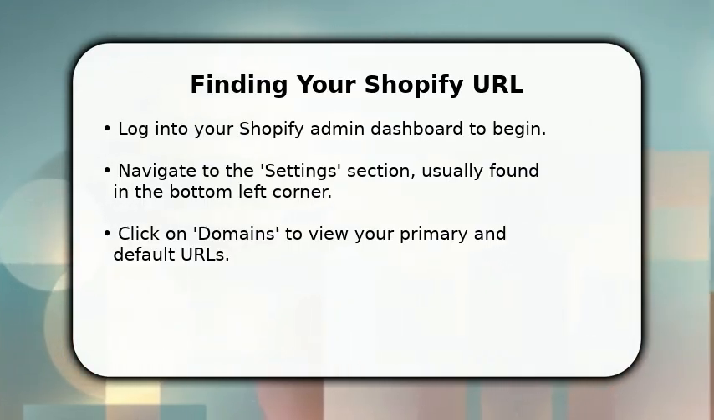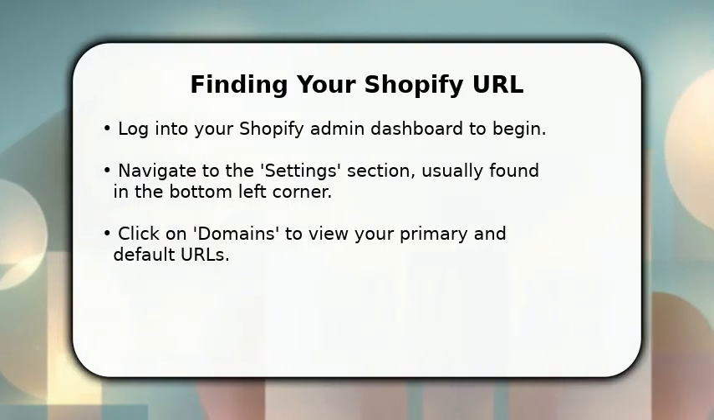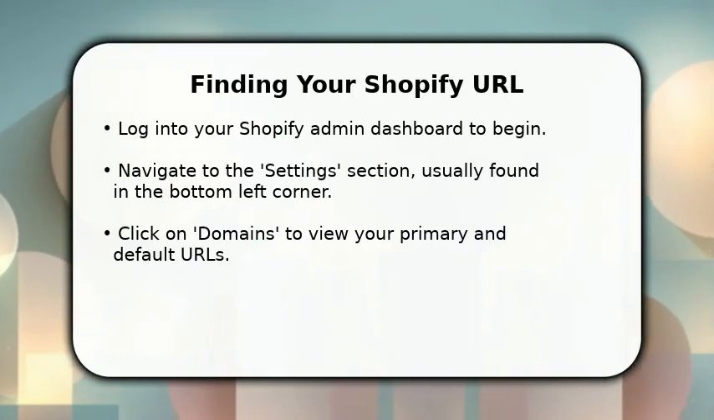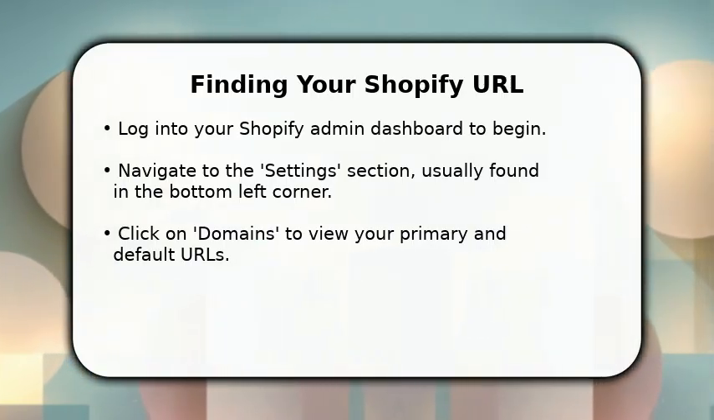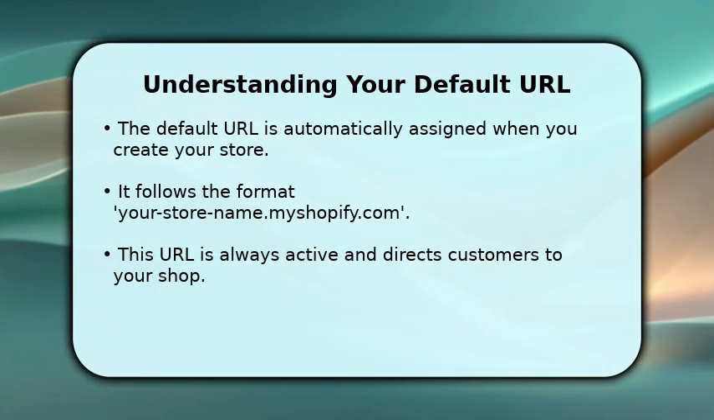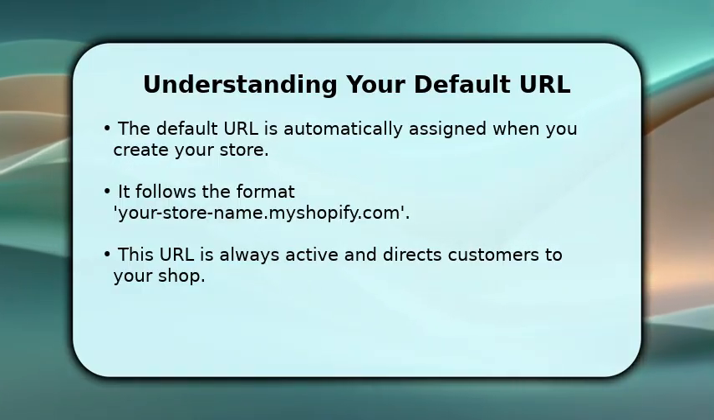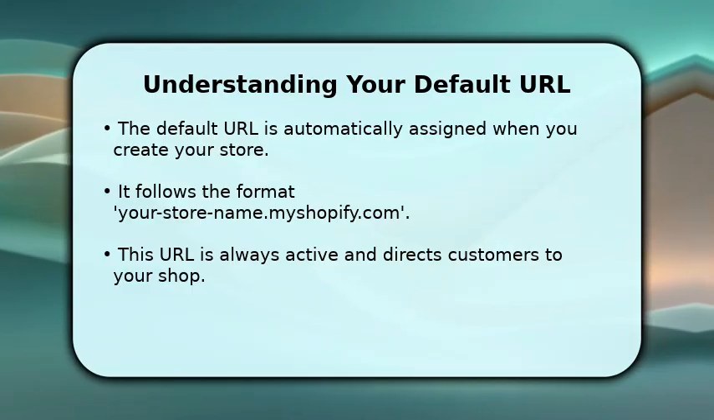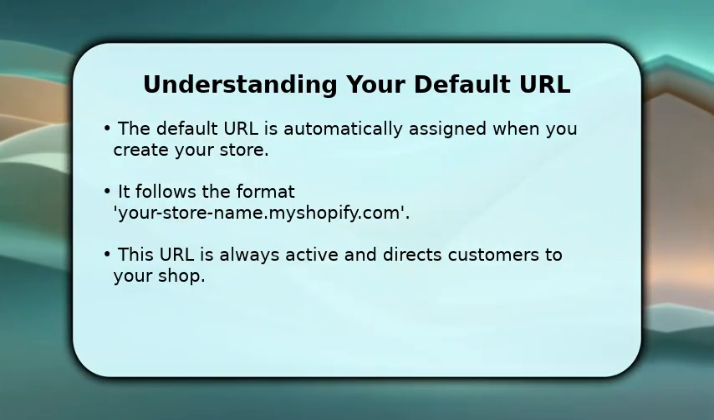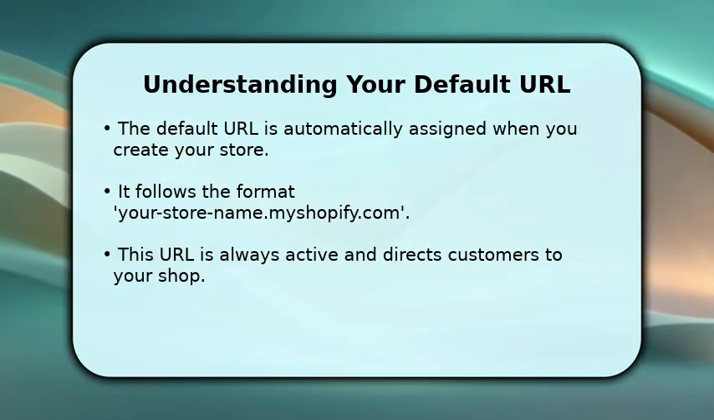Here, you will easily spot your default Shopify URL, which is automatically generated and always concludes with myshopify.com. This is your shop's foundational online address. Your default Shopify URL is a unique identifier automatically assigned the moment you create your online store. It consistently follows a simple format: your chosen store name, followed by .myshopify.com.